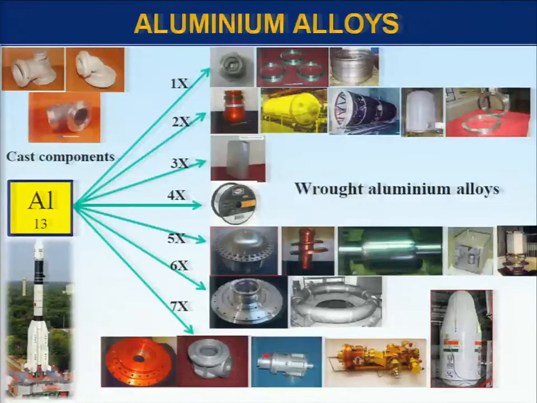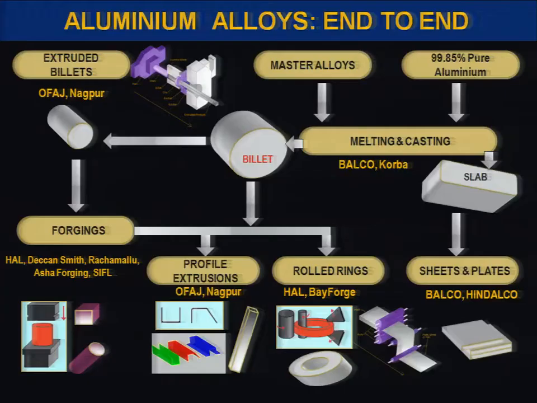Then among the aluminum alloys, we have the complete series from 1000 to 7000, and this slide shows you the different parts that are realized using aluminum, and a large number of them. And the process itself here starts from extruded billets, then melting and casting activities, and the forging, then rolling activity, and also the sheets and plates. These are all done from aluminum alloys to the end product.